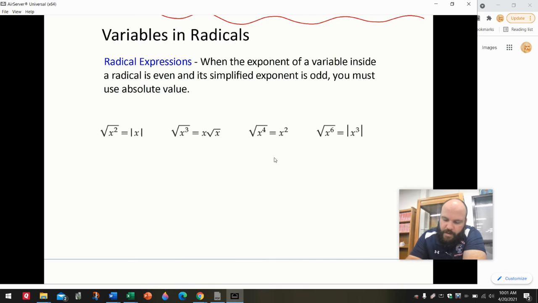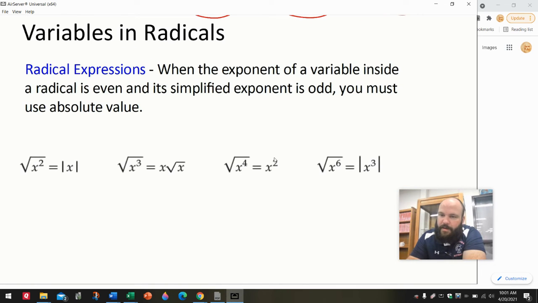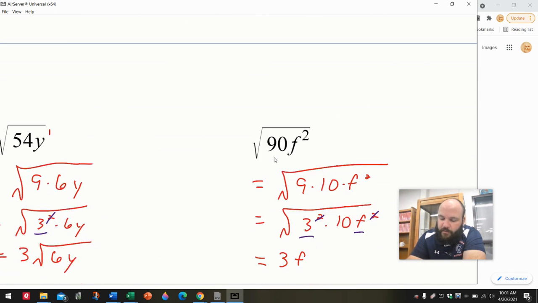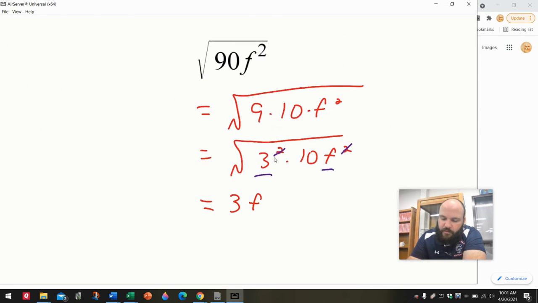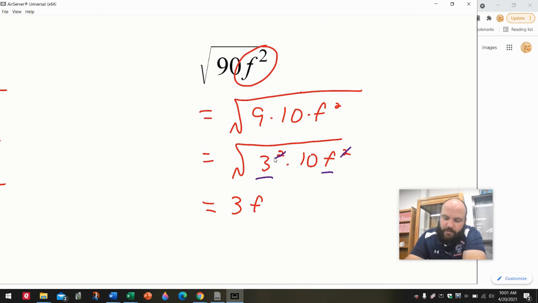If the variable has a power that is even when it's inside the radical, and then it's odd when it comes outside, you need to put absolute values around it. So this f started as f to the second, and now it's f to the first. So it started even, it's now odd. So we have to put absolute values around it. The last thing is we still have the square root of 10. The 10 is not removed from there because it's not a number that's squared. And there's your final answer: 3 times the absolute value of f times the square root of 10.